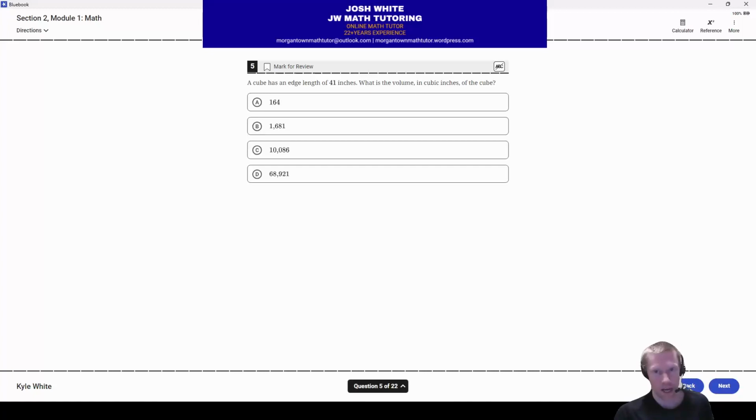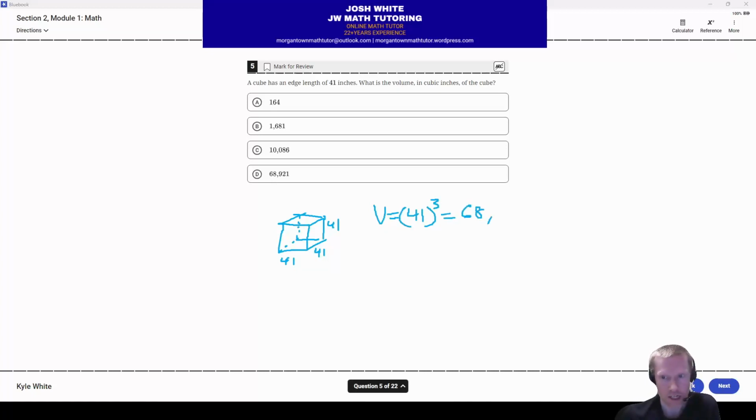Okay, next up we have a cube, and they tell us the length of one of its sides, and they want to know what the volume is. So, basically, if you think about the cube, each side has to be the same length. So 41, 41, 41. So the volume of a cube is just length times width times height. So that's just 41 times 41 times 41, or it's really just 41 cubed. That comes out to 68,921. Correct answer is going to be letter D. And that's it. No more work needed for that one.